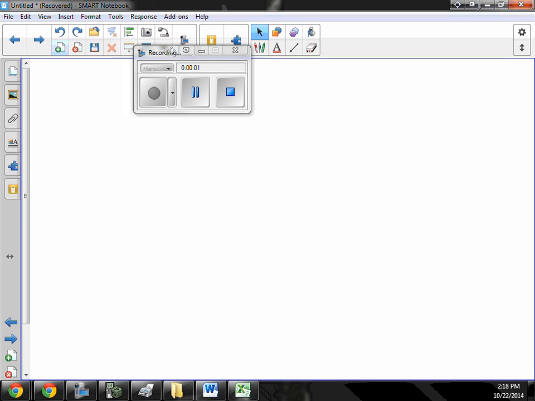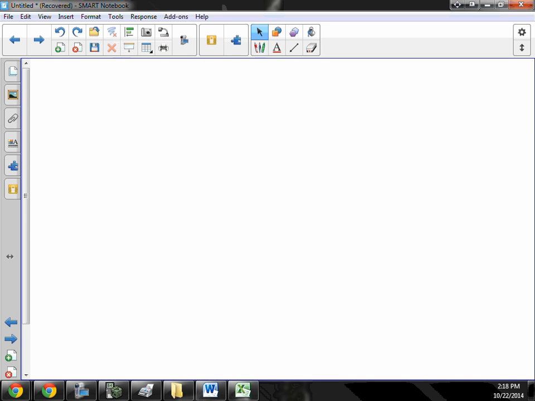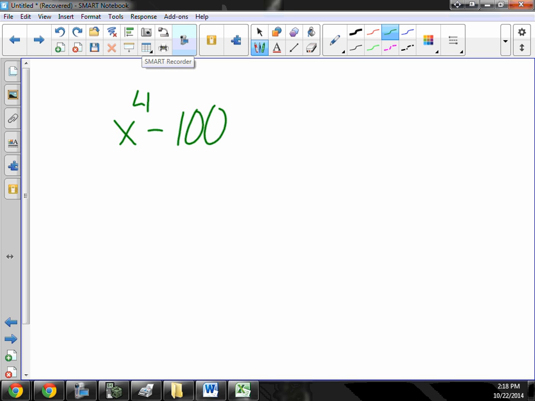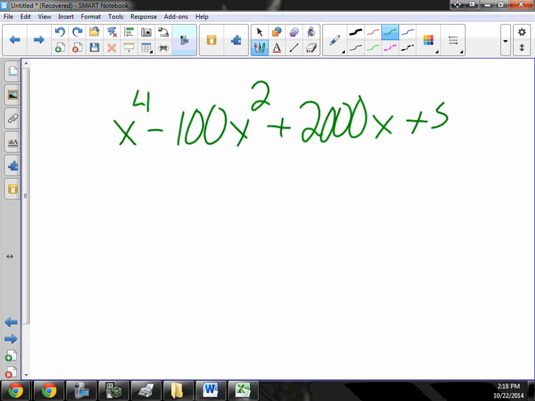So let's look at a polynomial: x to the fourth minus 100x squared plus 2000x plus 5000. Okay? So if we want to look at the end behavior, what happens as the x values get huge or they get super small in the negative direction?